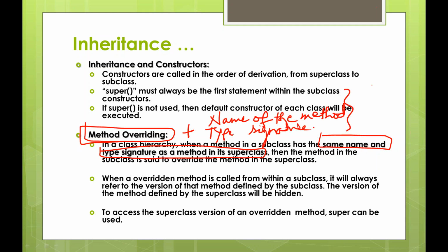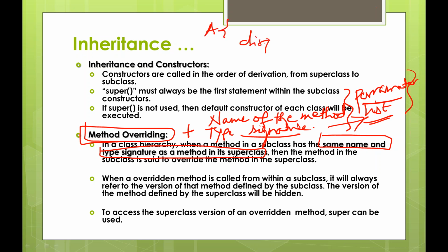Type signature is nothing but your parameter list. It does not include your return type. Type signature is your parameter list. Say for example, there is a class called A, and I have method display which takes a string.